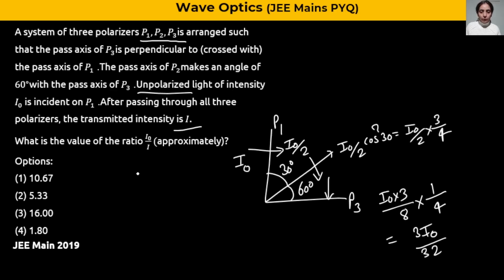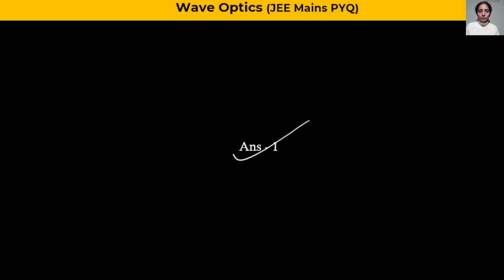Now what is the ratio? I naught by this. So I naught divided by 3 I naught into 32. So this is going to be equal to 10.67. So correct option will be which one? It should be first one. Okay, so correct option is your first one.